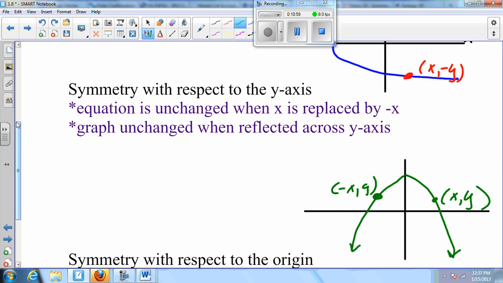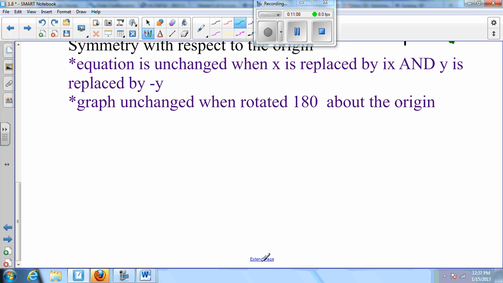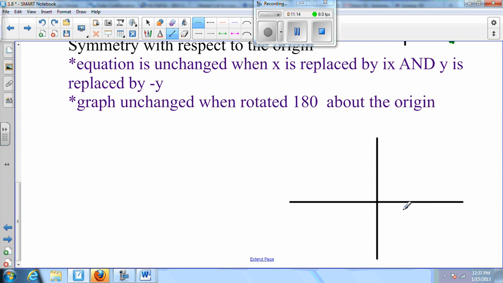And if there's symmetry with respect to the origin, the graph is unchanged when rotated 180 degrees about the origin. So we would rotate it about the origin, and they would be the same.